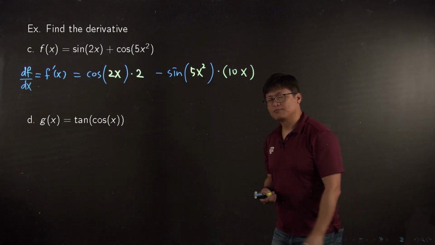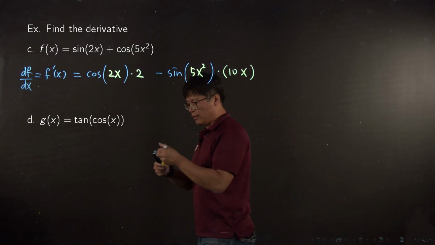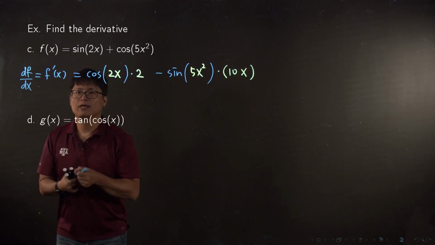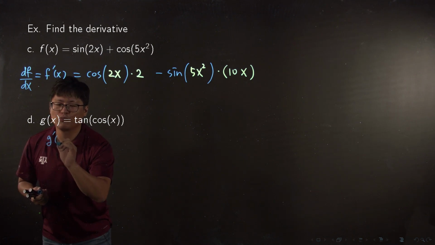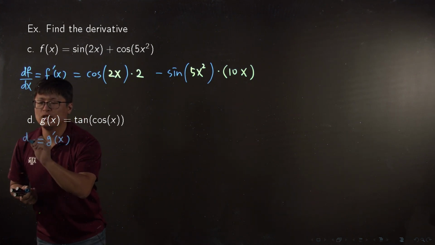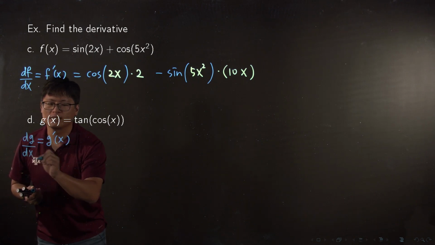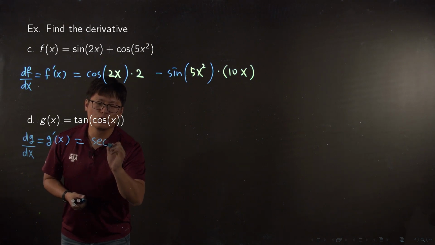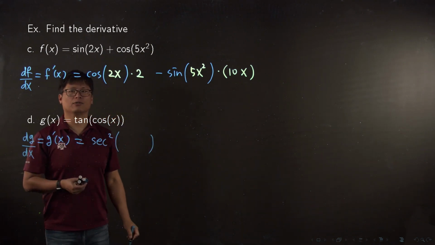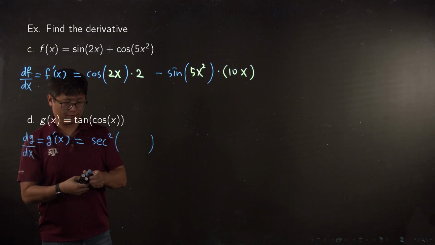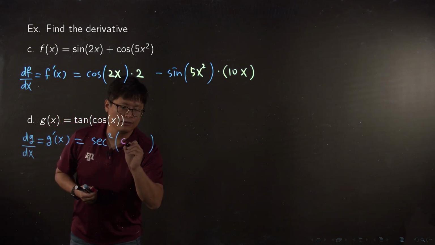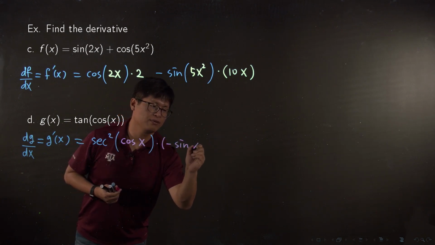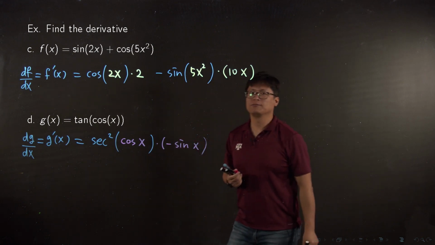And what about d? It's also easy, right? A 2-layer function, right? Tangent is the outside function, and cosine is the inside function, okay? So g prime of x, which is dg over dx, is equal to the outside function tangent prime, which is secant squared of the inside function. Pause. And then once you write the inside function, don't do anything to it, but you have to multiply by the inside function prime. This is the chain rule, okay?